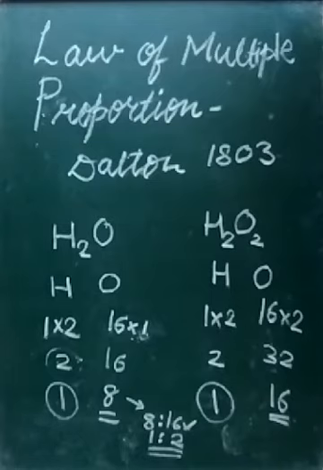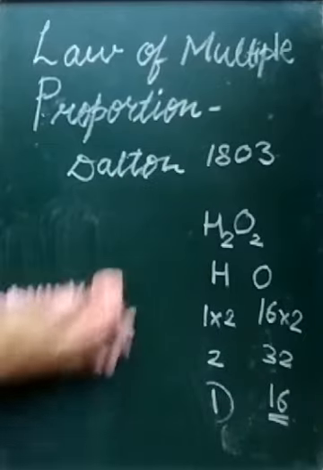We define this law as: when two elements combine to form more than one compound, then the different masses of one element which combine with a fixed mass of another element bear a simple ratio to one another. Similarly, let's see another example.